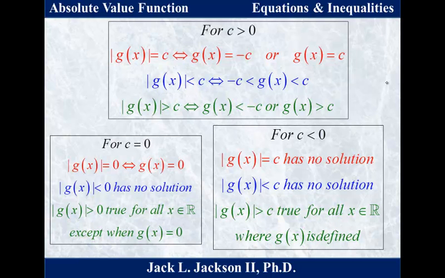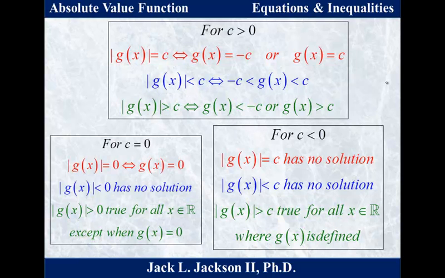And when is the absolute value of g of x greater than 0? Well, it's not going to be true when g of x equals 0. It's not going to be true if g of x is undefined, but it'll be true for all other x's in the real numbers. So any x in the real numbers where g of x is defined and g of x is not 0, the absolute value of g of x will have to be greater than 0, because it can't be negative. Absolute value is always positive or 0.